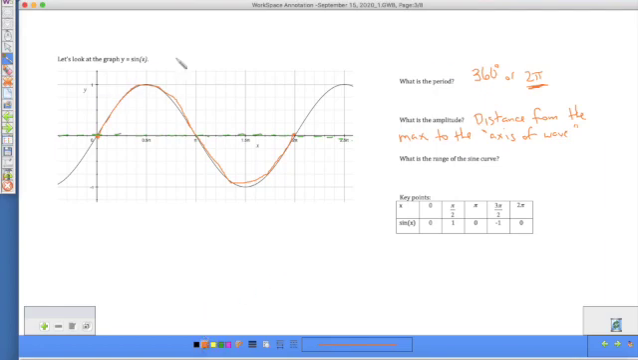So now, how far is it? Well, the max is 1. So in this case, it's just 1 minus 0, which gives us an amplitude of 1. Now, because it's a distance, okay, amplitude is always a positive number.